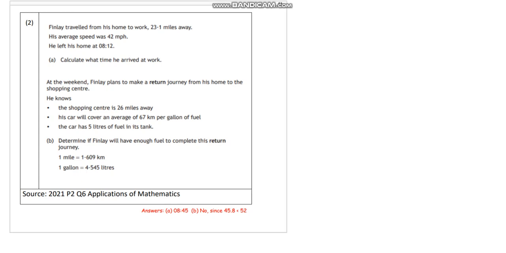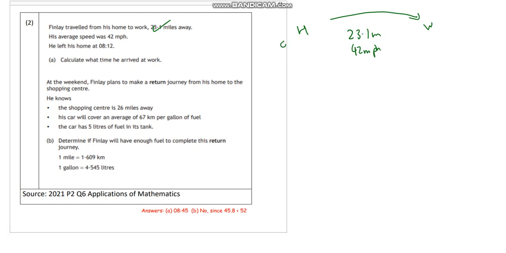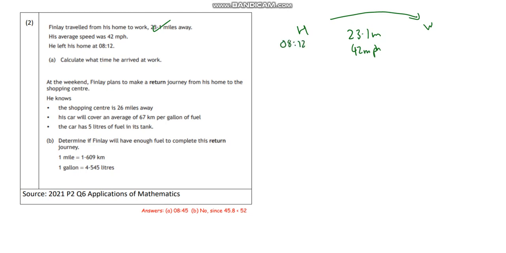So again, little sketch. Finlay travelled from his home to his work, and that's 23.1 miles away. So I've used that. His average speed doing that was 42 miles per hour. This is paper 2, by the way, it's a calculator. And he left his home at 08:12. Okay. What time did he arrive at work?